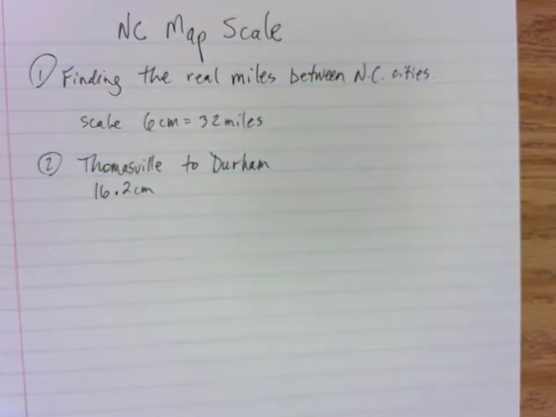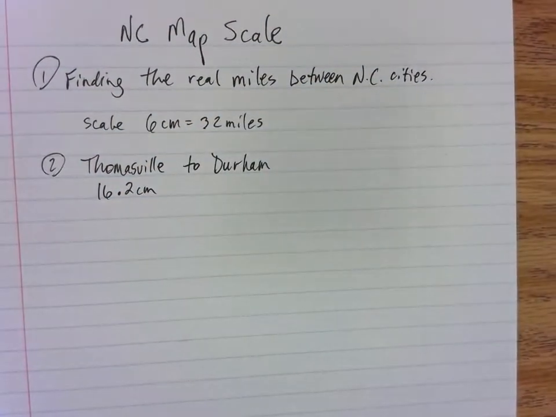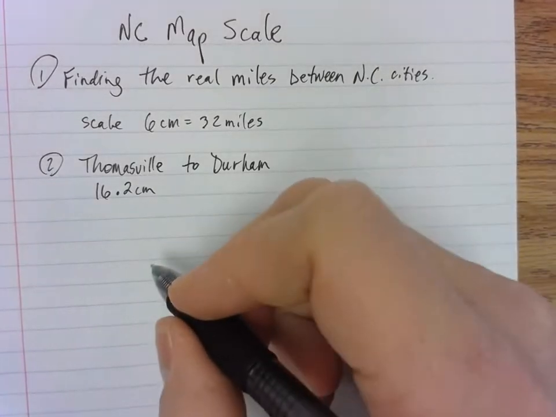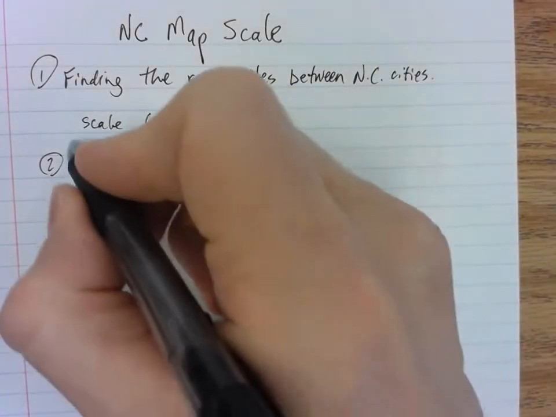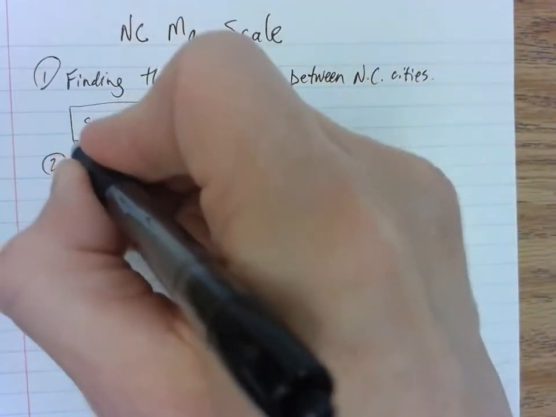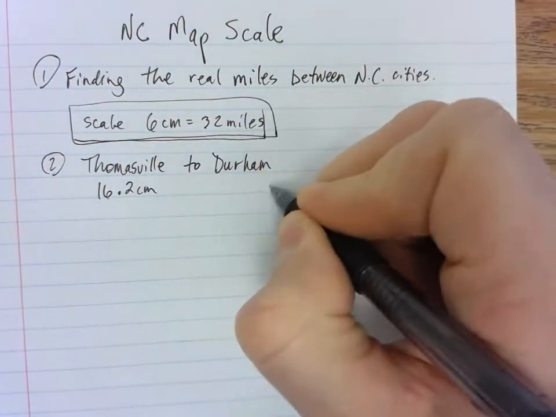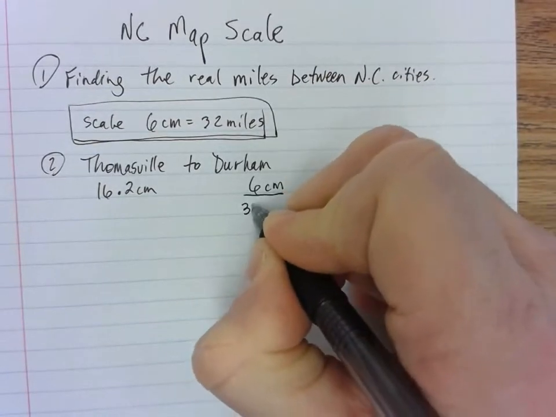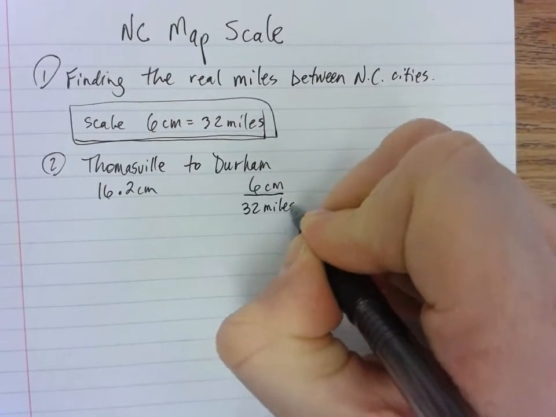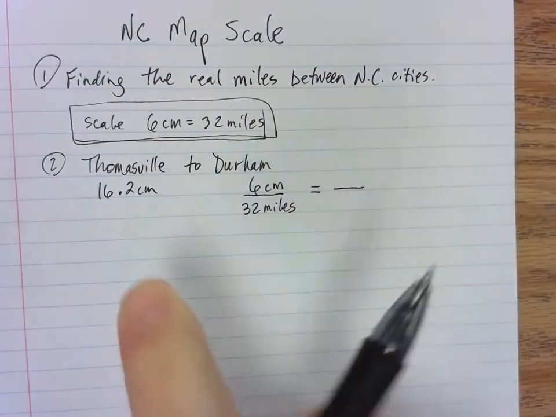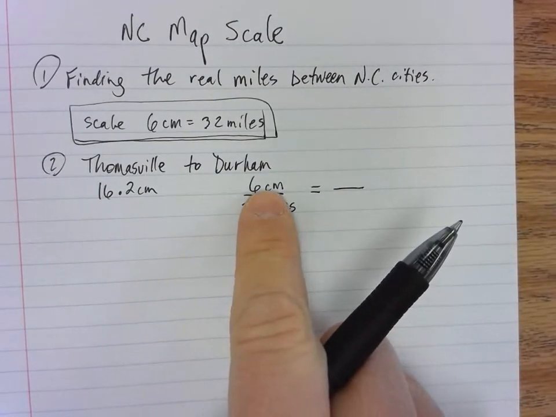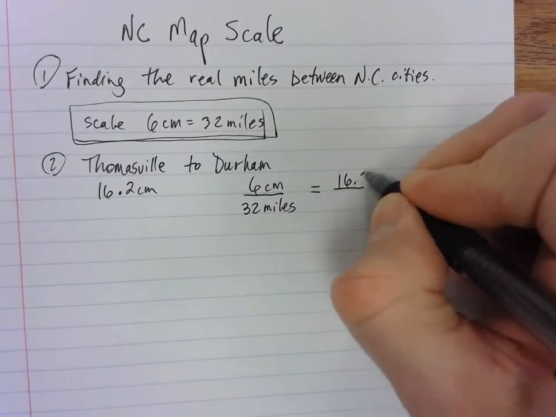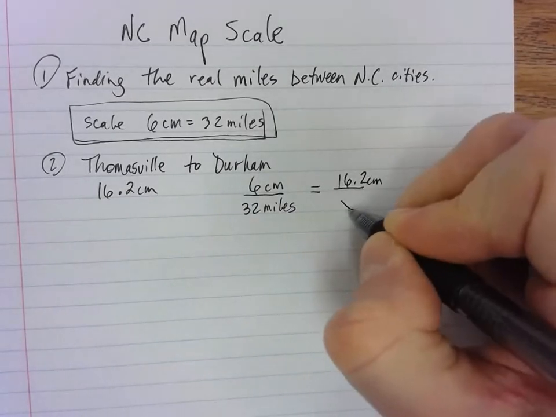Again, you're going to do the same thing with yours. Go from the middle of one dot to the middle of the other dot. Now I'm going to set up and solve my proportion. So I've got to set up a proportion and I've got to solve it. This part right here always gets written down first. So I'm going to write down 6 centimeters over 32 miles equals, now I've got centimeters on top in this ratio. I've got to put my centimeter measurement on top of the other one, so that'd be 16.2 centimeters over X.